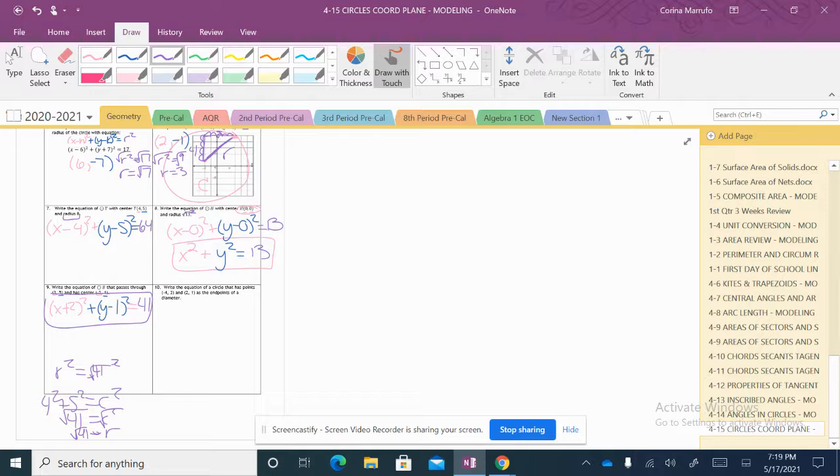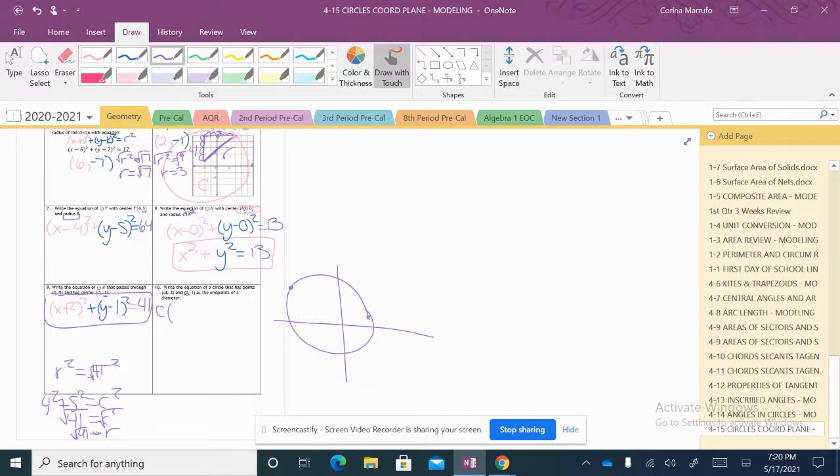Okay, the next one says write the equation of the circle that has points (negative 4, 3) and (2, 1) as the endpoints of the diameter. So I'm just going to draw a picture real quick. (Negative 4, 3) would be about right here. (2, 1) would be about right here. These are the endpoints of the diameter, which means neither one is a center. So we're going to have to find the center. So I'm going to put C for center.